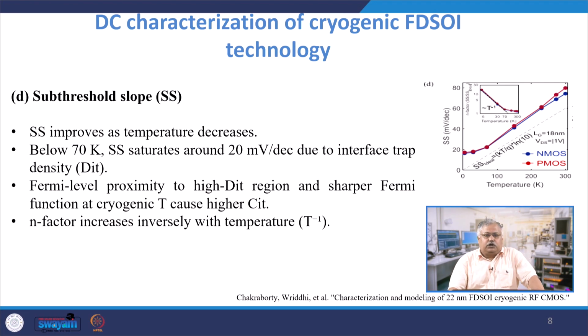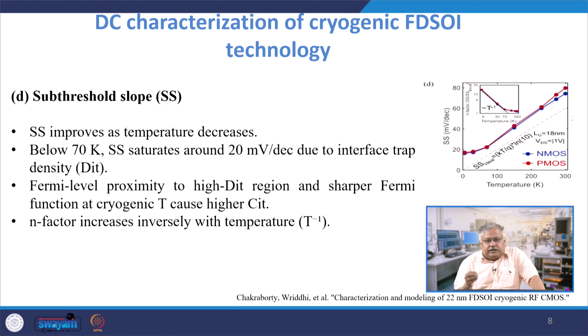However, as the temperature drops down, subthreshold slope reduces and saturates to around 20 millivolt per decade because of the DIT, or the interface trap charges. Now, since there are interface trap charges, even if I reduce the temperature, I cannot release the carriers which are kept in the traps very easily to the output side. And since I cannot do it, my subthreshold slope remains constant at approximately 20 millivolts per decade.